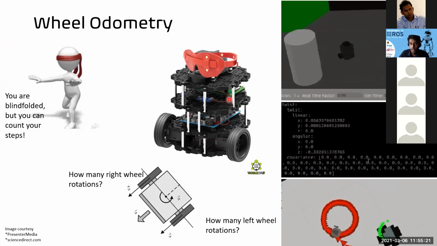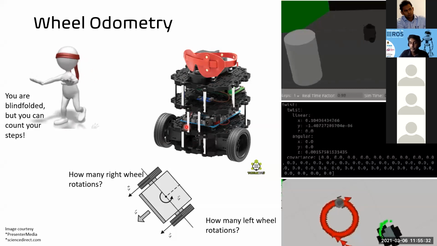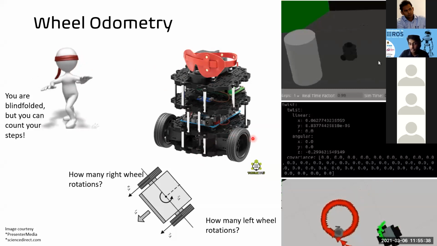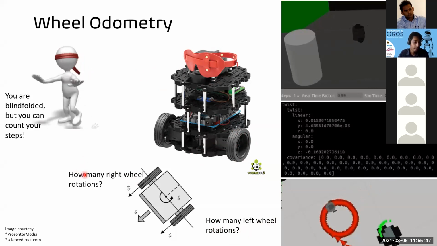Just like that, even though the Turtlebot robot has a laser sensor here, let's assume that it is blindfolded. Now it cannot see its environment. All it can do is approximate where it has gone using only the other information. That means how many turns the wheels have rotated. We can count how many left wheel rotations, and we can count how many right wheel rotations.